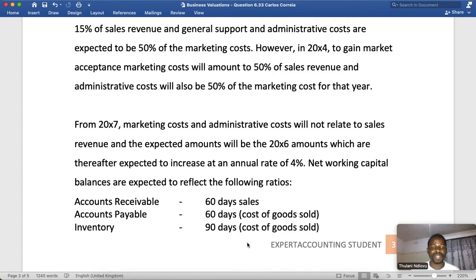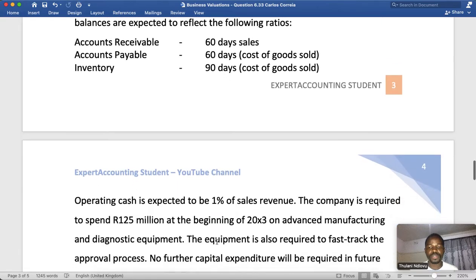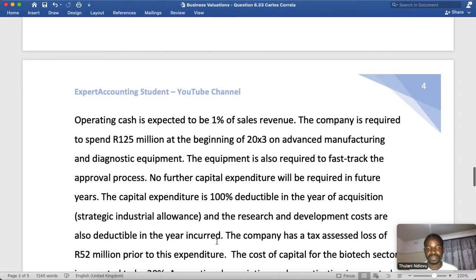That's a growing perpetuity. Net working capital balances are expected to reflect the following ratios: accounts receivable 60 days sales, accounts payable 60 days cost of goods sold, inventory 90 days cost of goods sold. Operating cash is expected to be 1% of sales revenue.